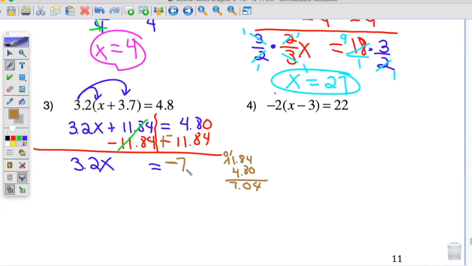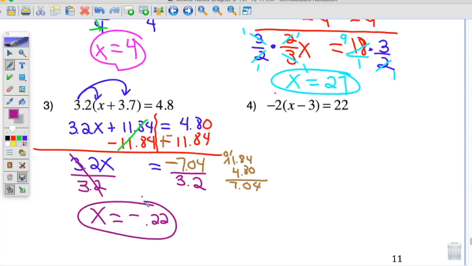And we get negative 7.04. So now we have our 3 and 2/10 x is equal to negative 7 and 4/100ths. Get the x by itself, divide both sides by the 3 and 2/10. Our 3 and 2/10 cancels out. You're left with x equals. On the right, I have a negative divided by a positive, which is negative. And then you can use your calculator to divide. Remember, the negative 7 and 4/100ths goes in first, divided by the 3 and 2/10, and you end up with negative 2.2.